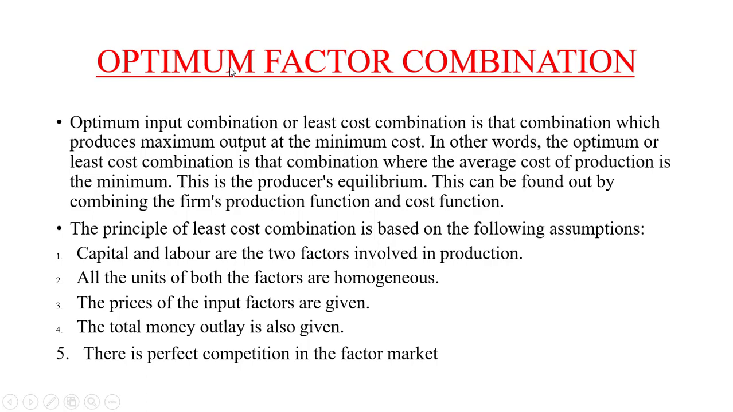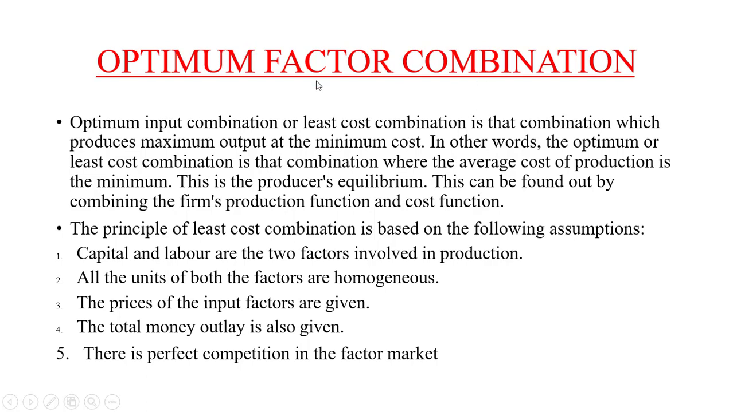Optimum, remember the word optimum is maximum. Factor means the labor and the capital or the inputs combination. That means the maximum combination of labor and capital to get the maximum production at a minimum cost. In other words, the optimum or least cost combination. Optimum is for the production and least is for the cost. Remember that the word optimum is used for maximum production, and least is related with cost.